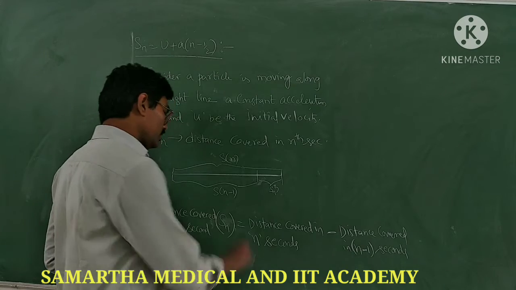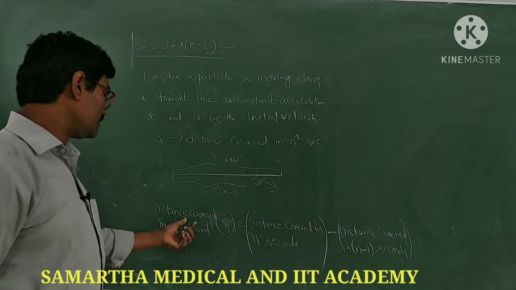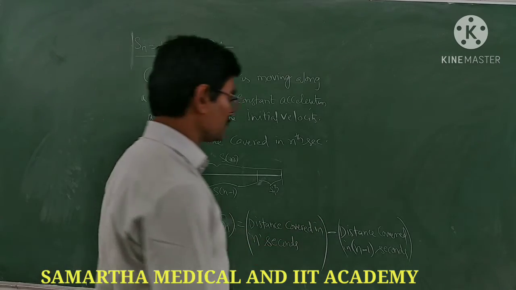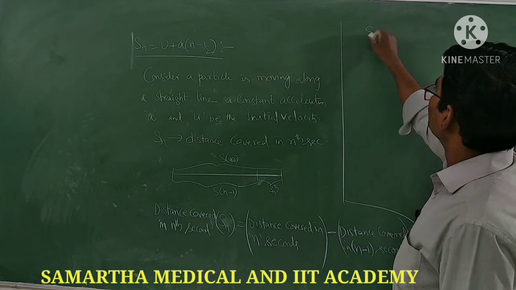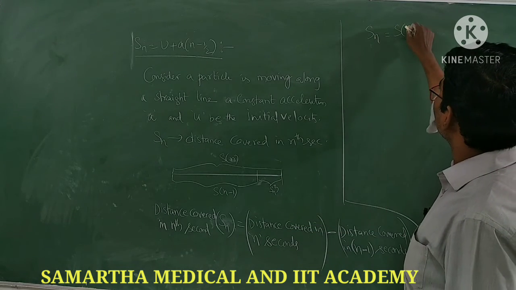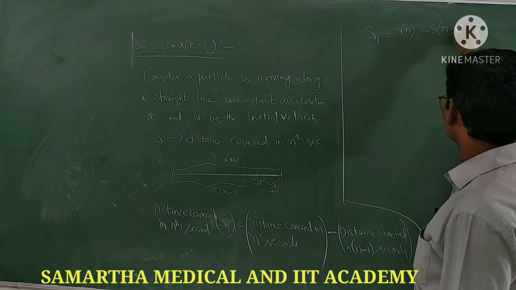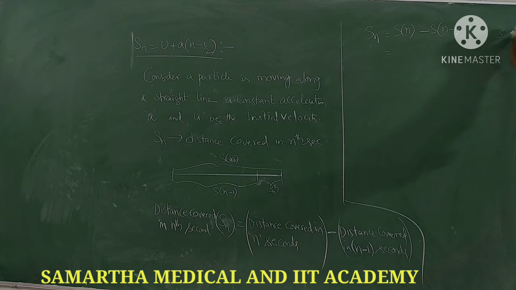Okay, so what about this? Distance covered in the nth second is equal to distance covered in n seconds minus distance covered in n minus 1 seconds. Based on this, that is what Sn is: distance covered in n seconds minus distance covered in n minus 1 seconds. You know that S is equal to ut plus half at square.